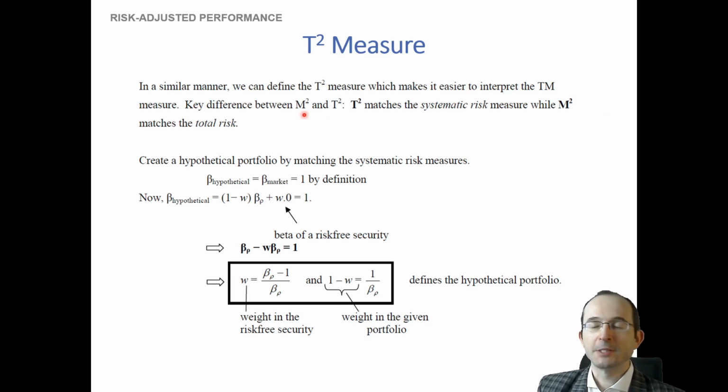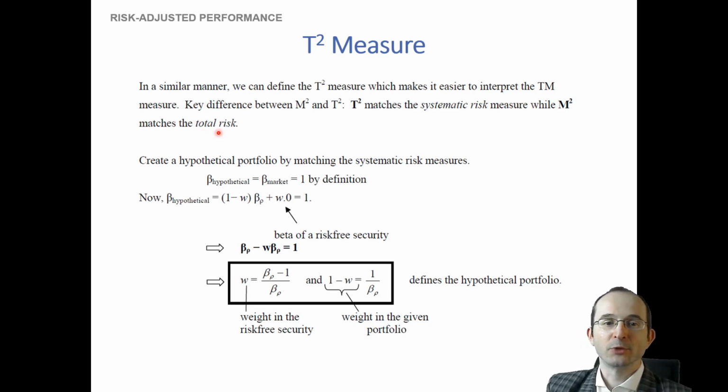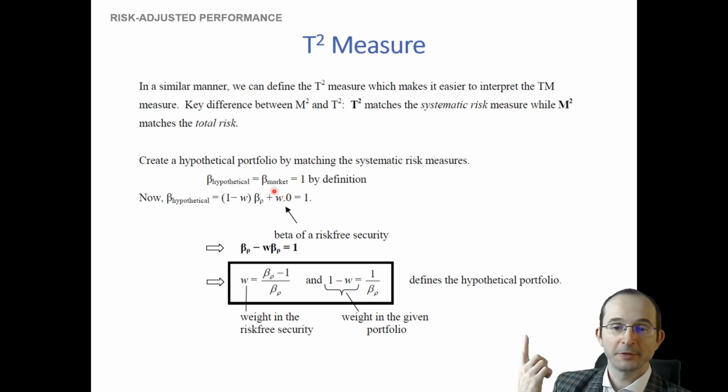Really, this is going to follow a very similar recipe. The only key difference is that the T2 measure matches the systematic risk, whereas the M2 measure matched the total risk. But otherwise, it's going to be the same. We're going to create from our candidate portfolio a hypothetical that is now going to match systematic risk. In other words, if the beta of the market by definition is 1, we want to create a hypothetical portfolio with a beta of 1 by combining our candidate with a position in the risk-free asset.